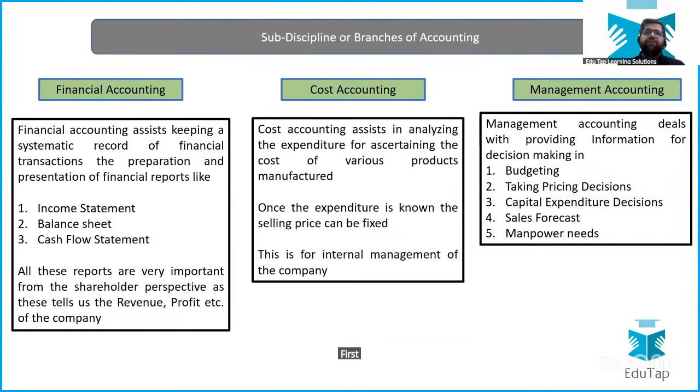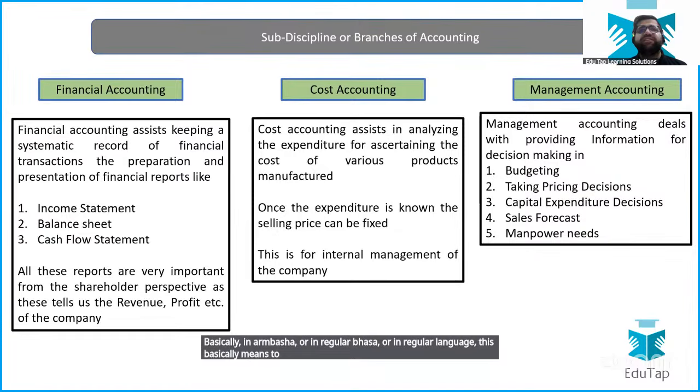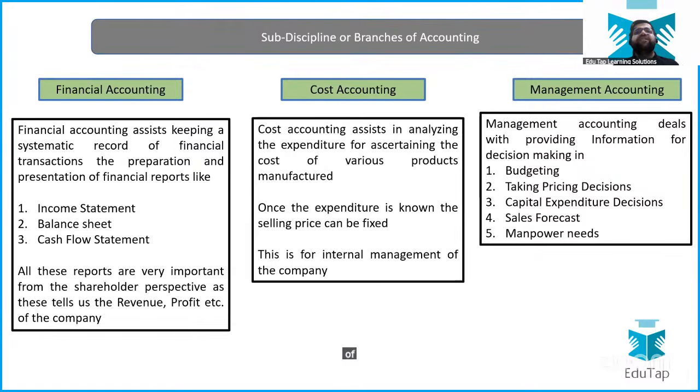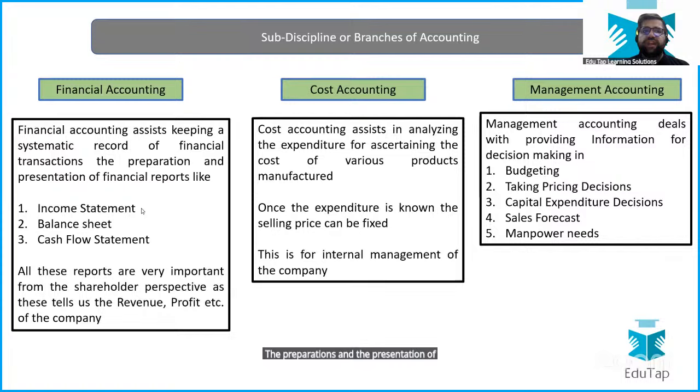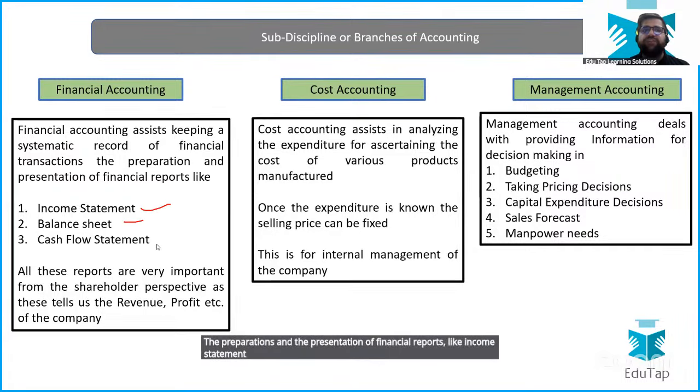First, financial accounting basically means to provide a systematic record. In regular language, this basically means to provide a summary of all the economic events which you have recorded in your books. So financial accounting is like preparing a systematic record of financial transactions, and the preparation and presentation of financial reports like the income statement, balance sheet, and cash flow statement.